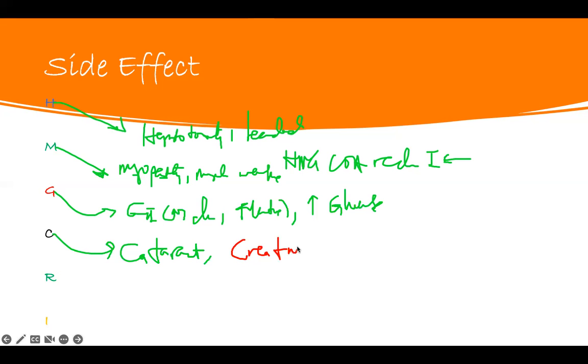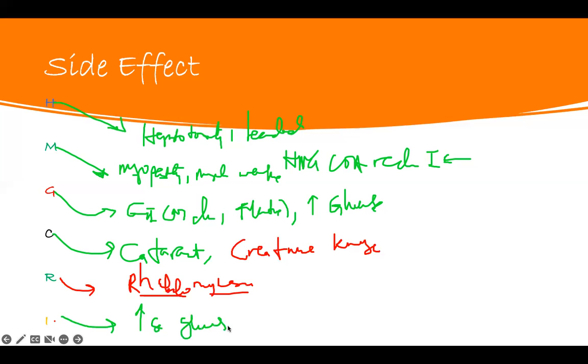We'll talk about all of them. Creatinine kinase. The R is another serious effect, rhabdomyolysis. So rhabdo is a muscle breakdown. That's what it is. And lastly, the I is the same. You can say it is increased glucose.